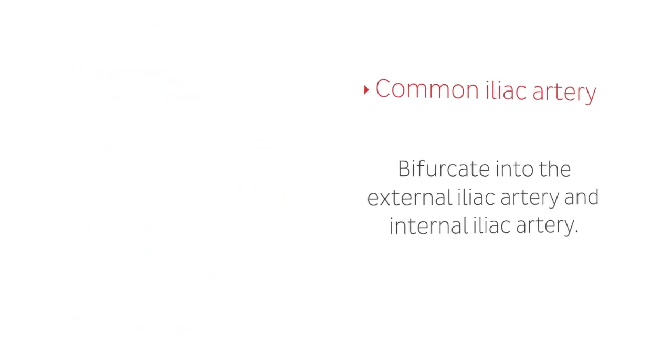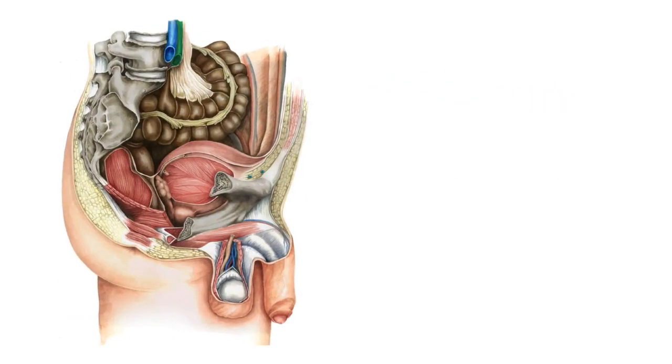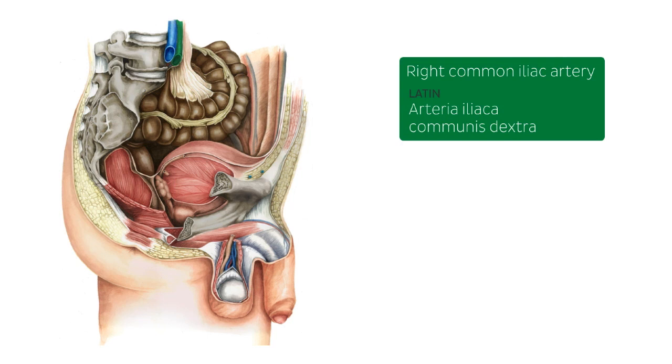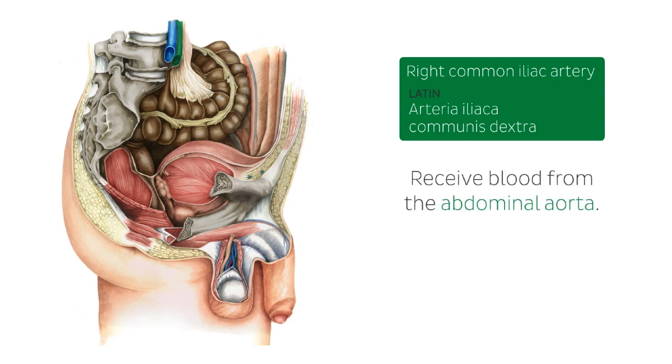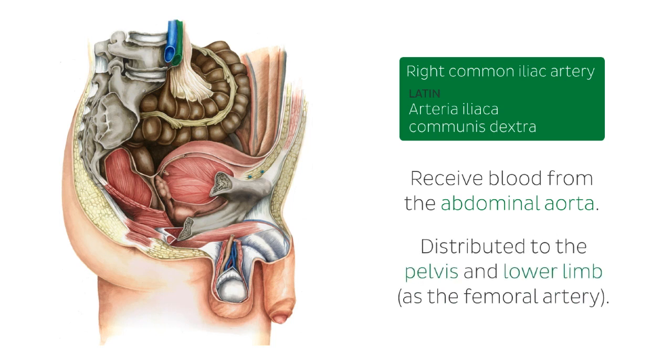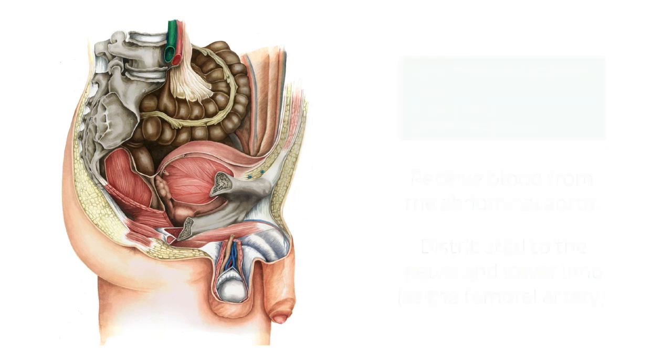But before we talk about that, let's go back to this image where I'm highlighting now in green the right common iliac artery. Yes, because we're looking at this particularly from a right view. So we're seeing then the right common iliac artery. And both the left one and also the right common iliac artery will receive blood from the abdominal aorta, if you remember from the previous slide, and are distributed to the pelvis and lower limb as the femoral artery on the corresponding side.